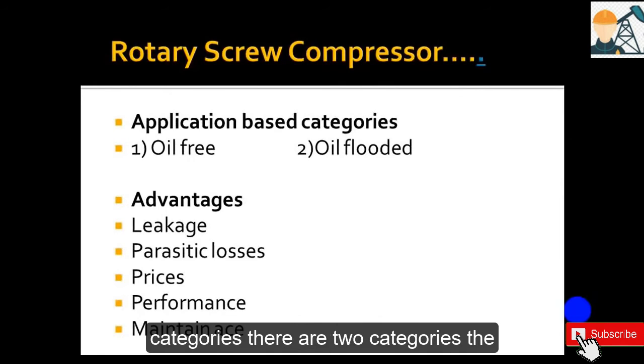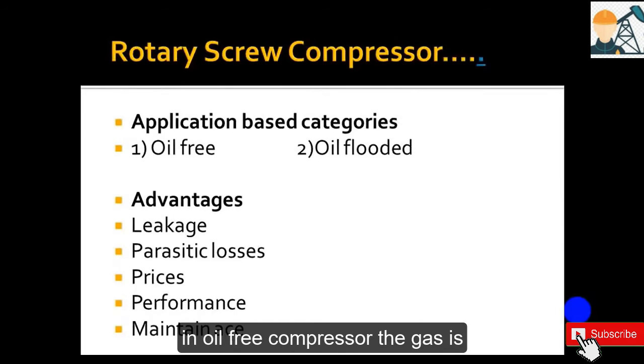Application based categories. There are two categories, the first oil free and the second oil flooded. In an oil free compressor, the gas is compressed only by screws without the assistance of oil seals. In a multi-stage compressor, the air is compressed by several screws. The maximum pressure output is 150 psi gauge and the volume output is 2000 cubic feet per minute.